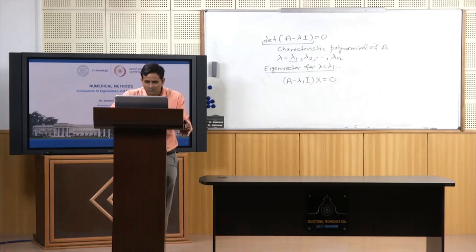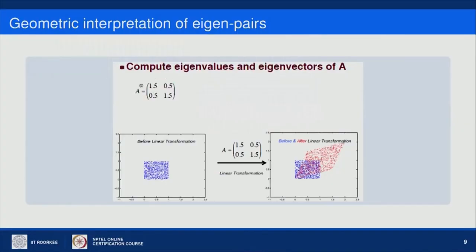Just take this beautiful example. Here we have this 2 by 2 matrix A. I am applying this matrix A on a set of points. After applying this transformation, or this matrix, on this set of points, I am getting these red points.